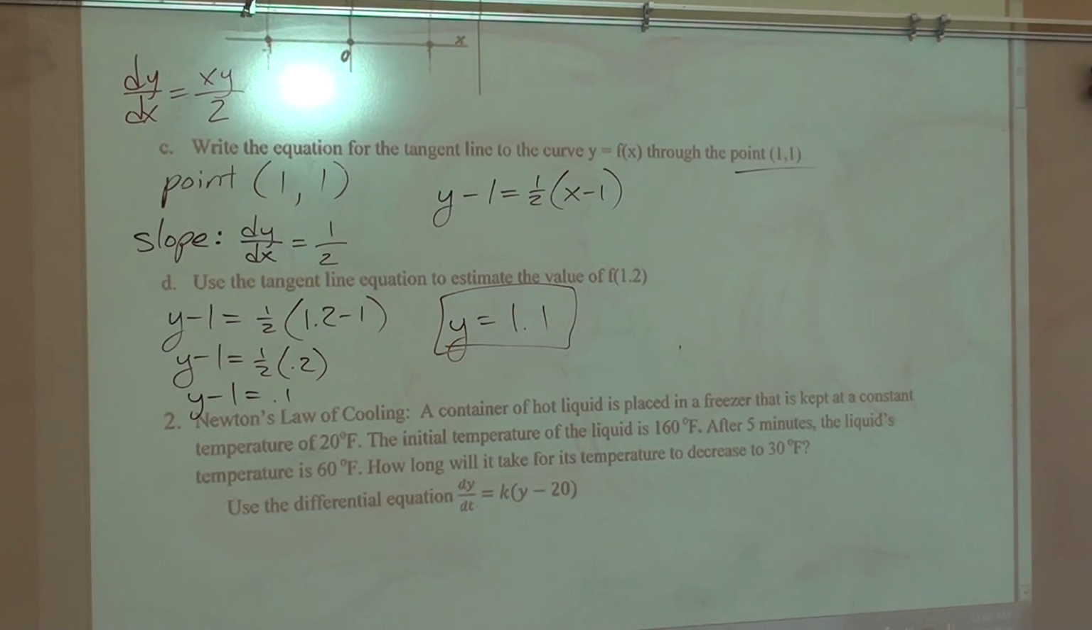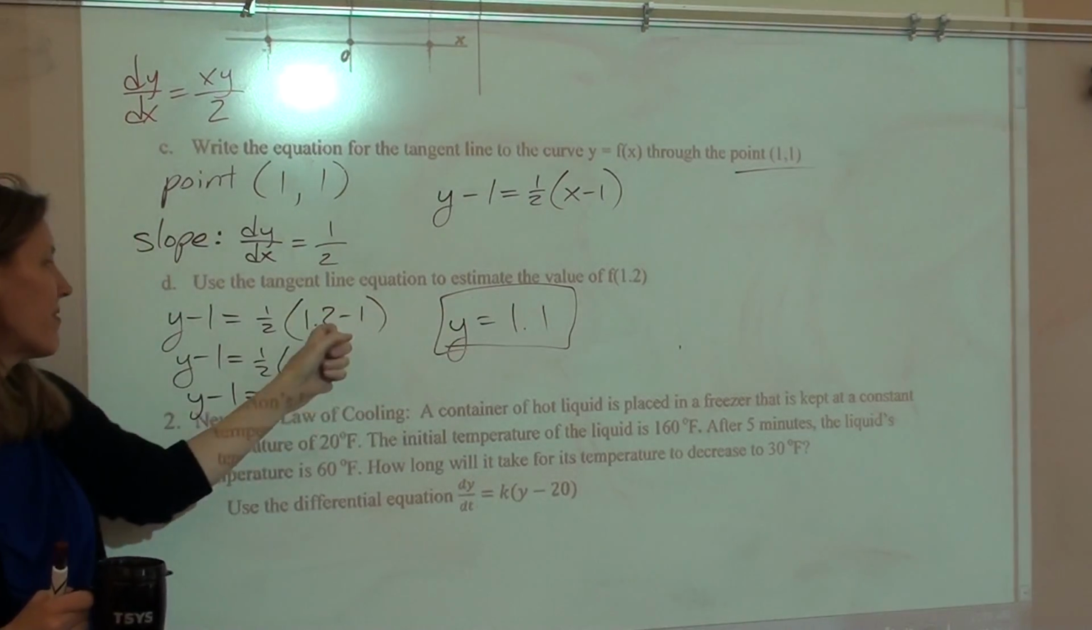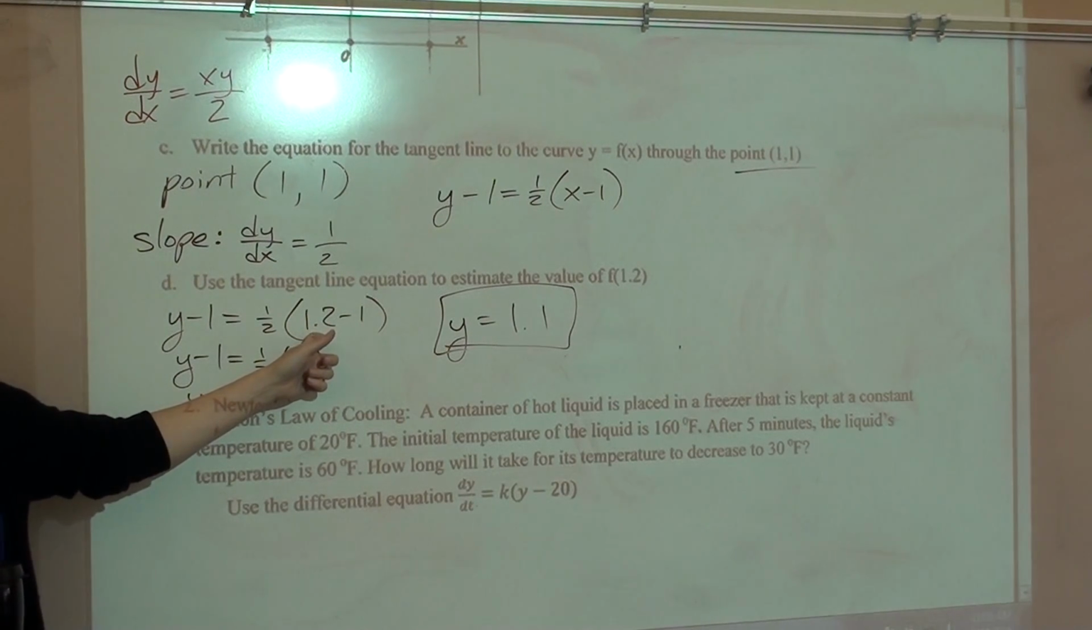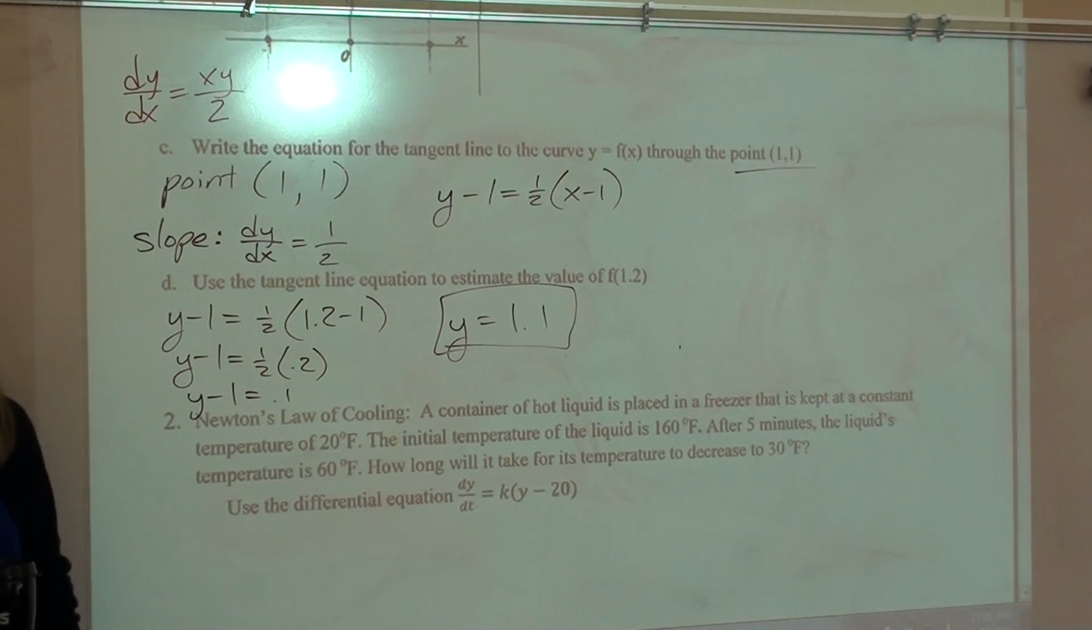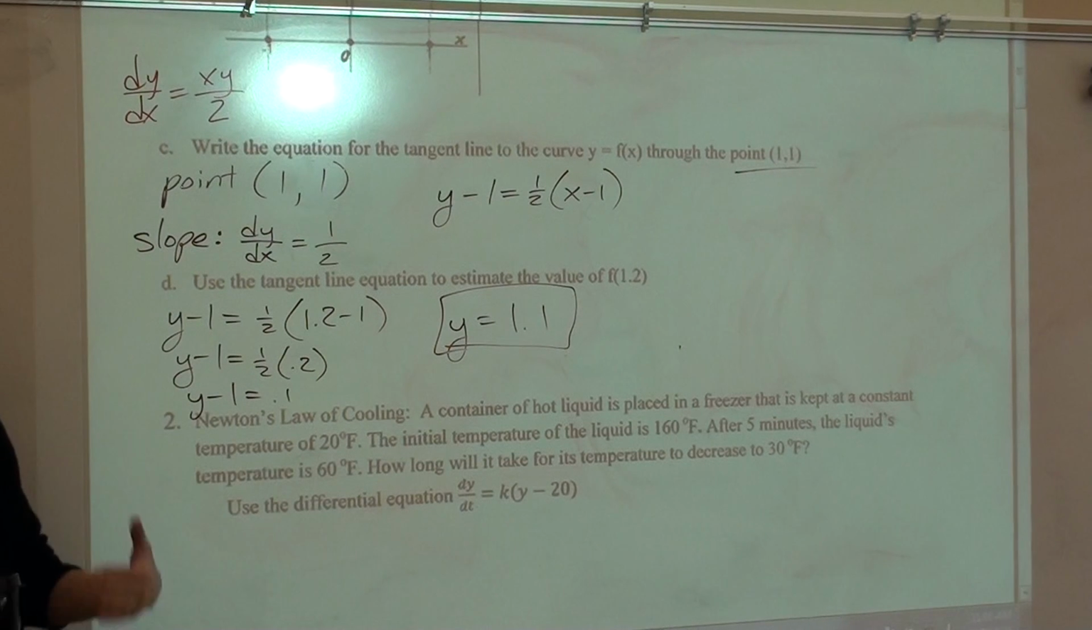Alrighty. That wasn't too difficult. So, that's some points on your test. So to write your tangent line, you just use the point and the slope, and write point-slope form. And then to use it to approximate a value, you just plug that value into your tangent line equation and get your y value. Any questions on that? Good.